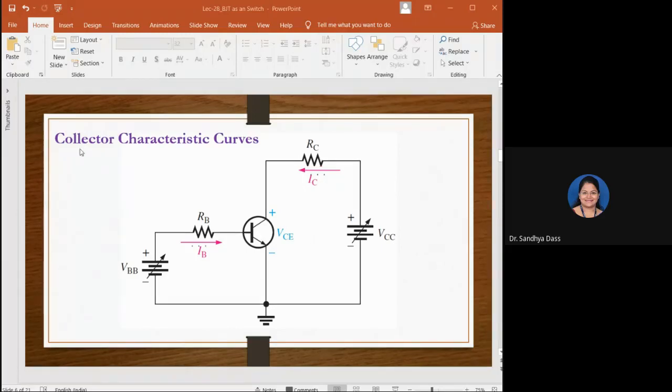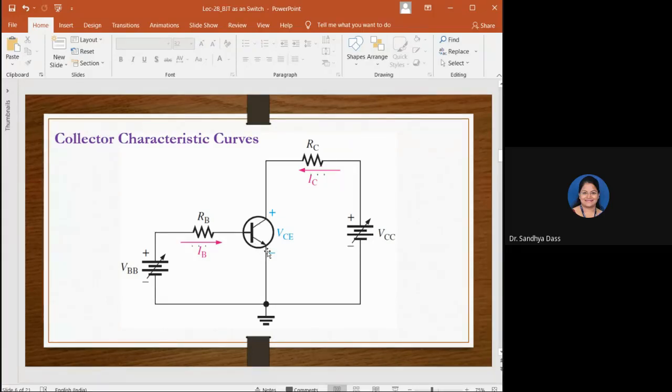Observe that I'm talking about collector characteristic curve. And what is the orientation of this BJT here, the transistor? Can you recall what is this configuration? What type of configuration is this in the circuit of the BJT? I'm talking about configuration. I'm not asking what type of BJT it is. Please understand the question. Common emitter.